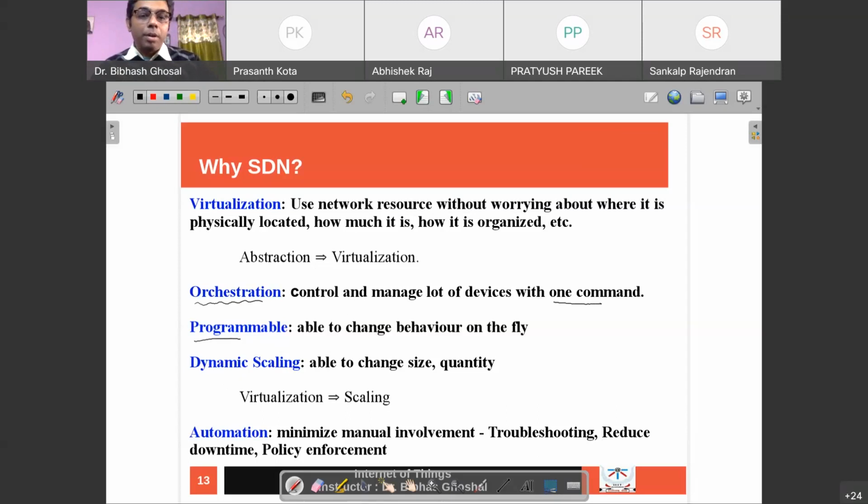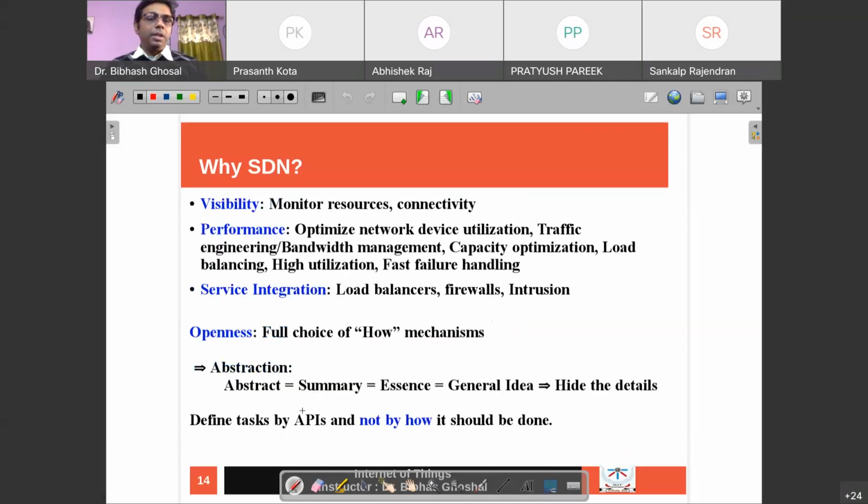Next, they are programmable. You can change their behavior on the fly. So you don't have to just rely on the vendor-specific configuration. You can change them dynamically. You are able to change the size, the quantity. Yes, because it's software control. So you have more flexibility. Okay. You reduce manual involvement. You can change the policy, the troubleshooting, etc. So this is basically the idea behind it.